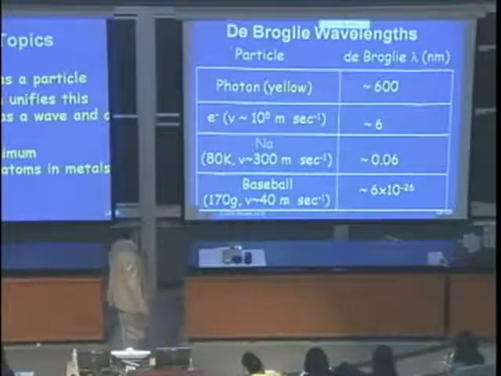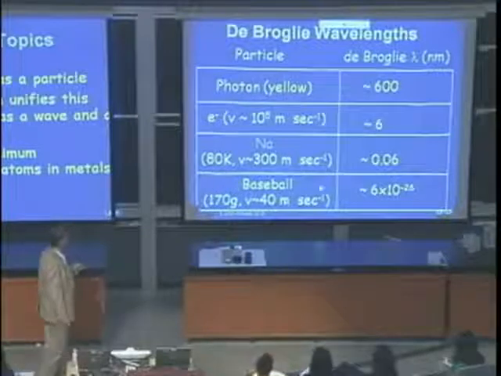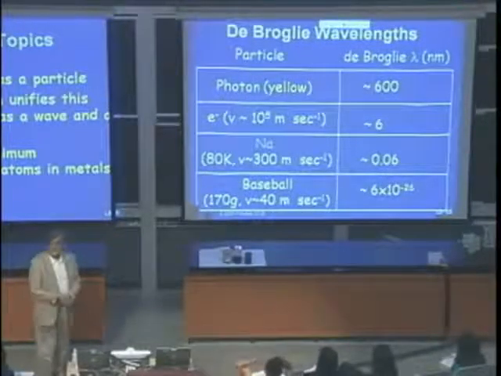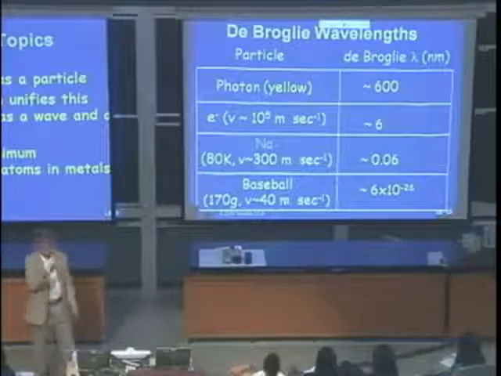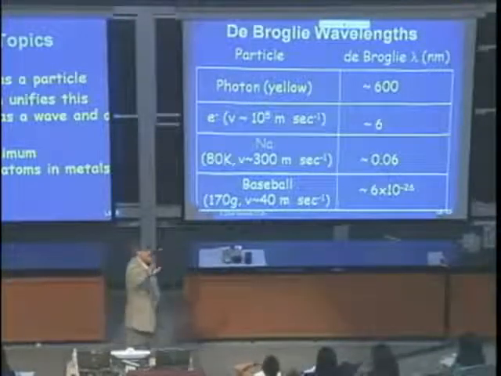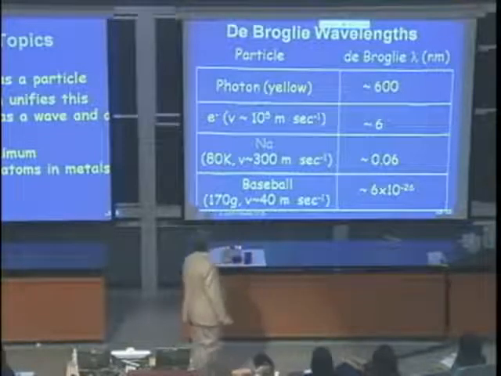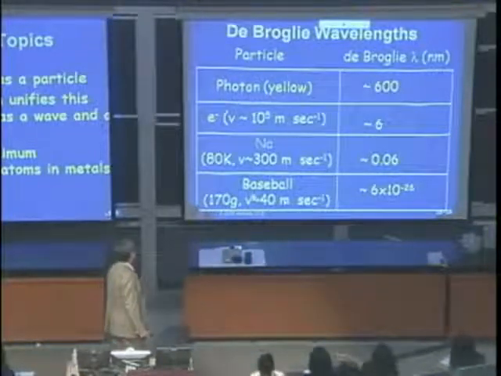A baseball, if you calculate the wavelength of a baseball, you get something like 6 times 10 to the minus 26. That's such a tiny wavelength. No, it's not even tiny. It's so inexpressibly small, all right? So this is not a quantum particle. A golf ball probably is also not a quantum particle.